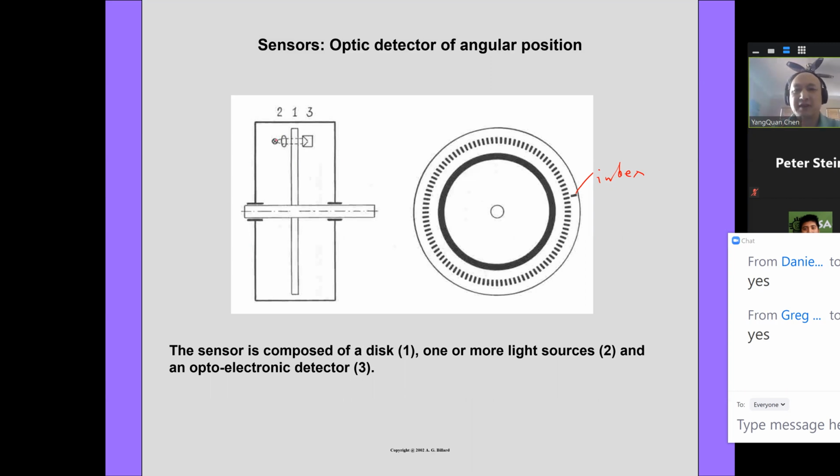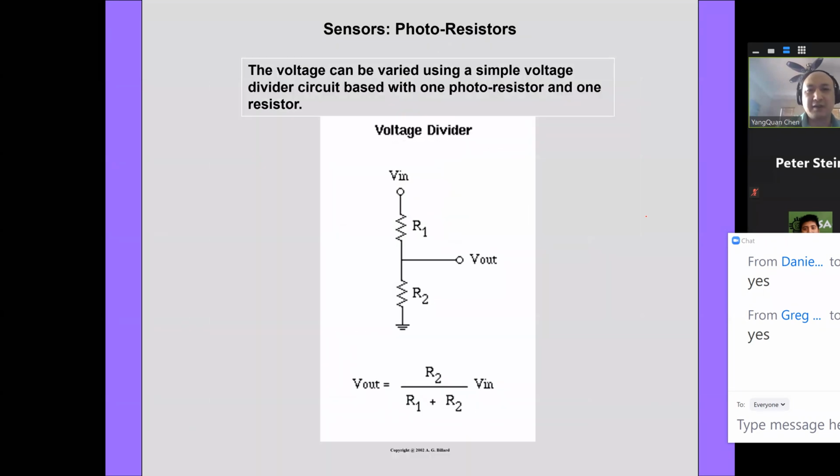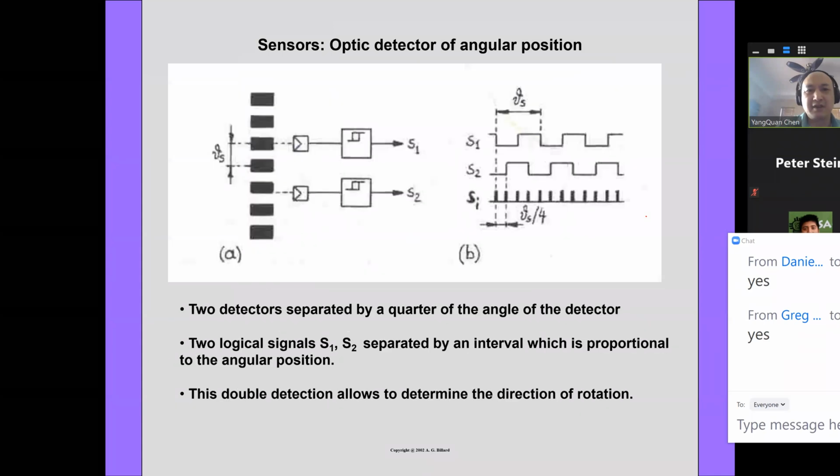So you have a light source, you have a receiver, and whenever you have a window going by, then you have pulses, okay? We have seen that. Photo detectors, yeah, we have seen this already. We have a light difference, then you have a V out that is the difference, or something like this, which generates pulses. We have seen this thing before.